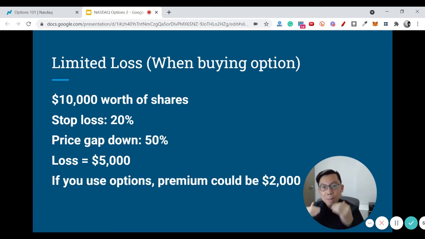You can never lose more than the premium you pay for the options. That is $2,000. Same for shorting stock. If you short the stock and the price keeps going up, your loss could be unlimited. But if you use options instead, your loss is only limited to the amount of premium you paid for the options.